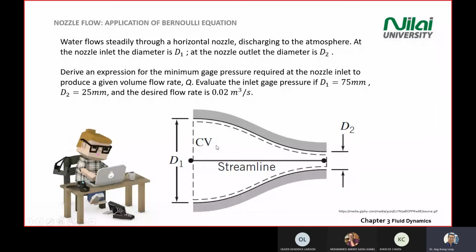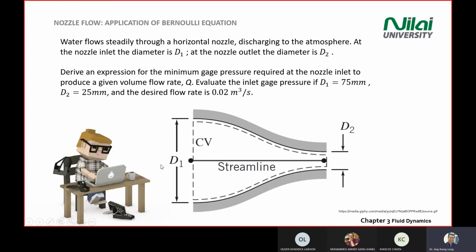So let's look at one tutorial question for this afternoon. This will be in your tutorial or your handout, question number 24. You are looking at a nozzle. With the name nozzle, you know that a nozzle has a different area from one side to the other. As you can see on the diagram, you have a bigger surface area on the left and a smaller surface area on the right.